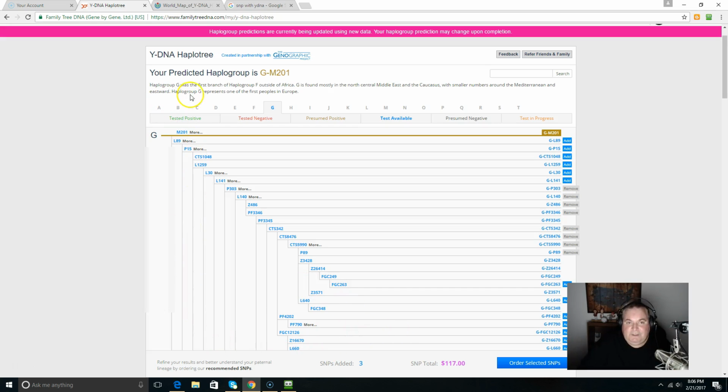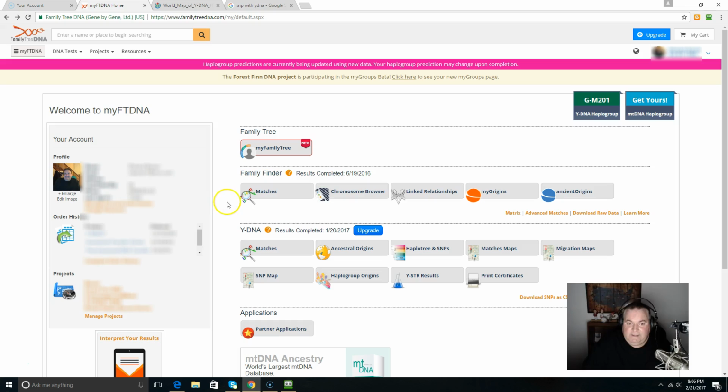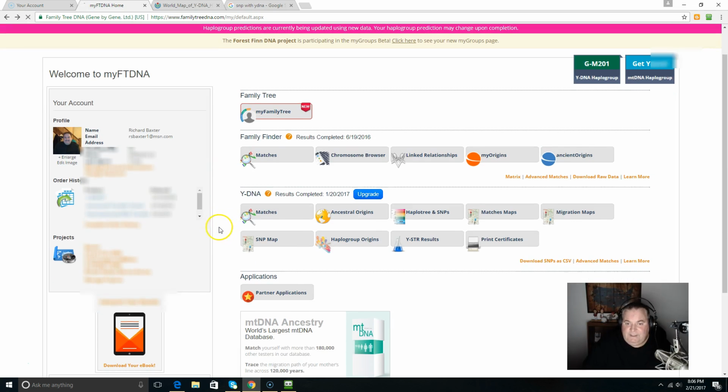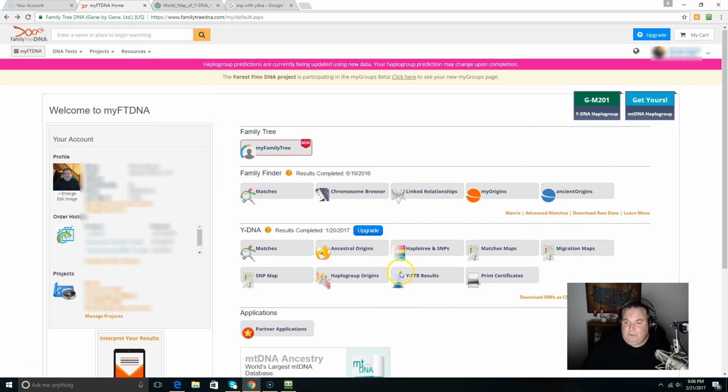So there's a little bit about your haplogroup. That's just one part of this DNA test that I really like. Now let's get into another part of this, ancestral origins. They have a nice map section here that you can bring up.